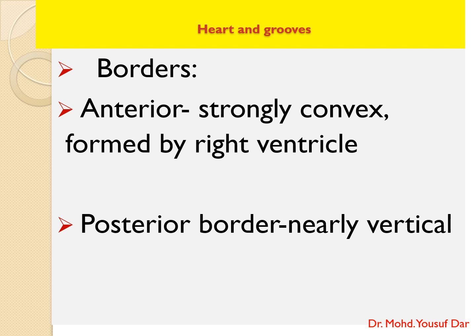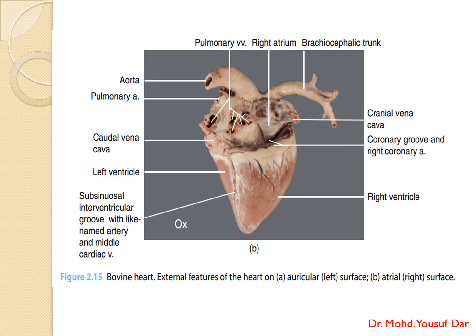Now coming to the borders, there are two borders that are present, anterior border and the posterior border. The anterior border is strongly convex and this border is formed by the right ventricle. The posterior border is nearly vertical and this posterior border is entirely formed by the left ventricle.